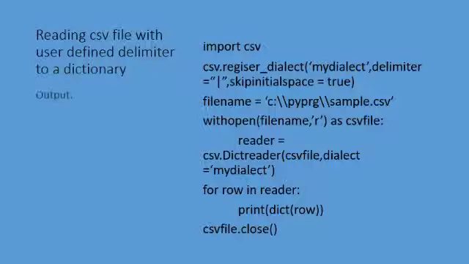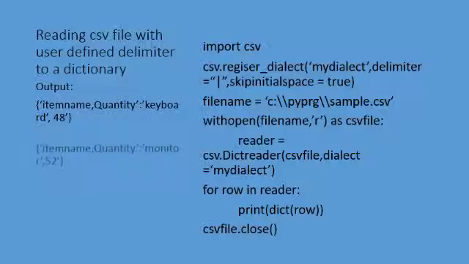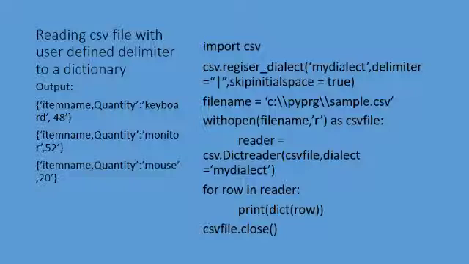That's all. So here, similar to the previous one, I am going to use the delimiter pipe symbol. So here the answer will be displayed like this: item name comma quantity, keyboard comma 48. Item name comma quantity, monitor comma 52. Item name comma quantity, mouse comma 20. That's all. So with this concept over.